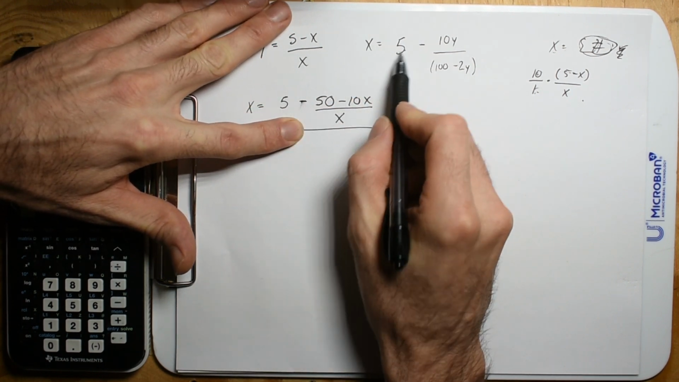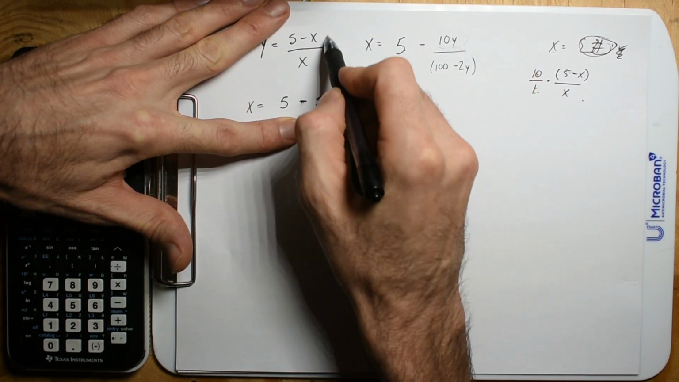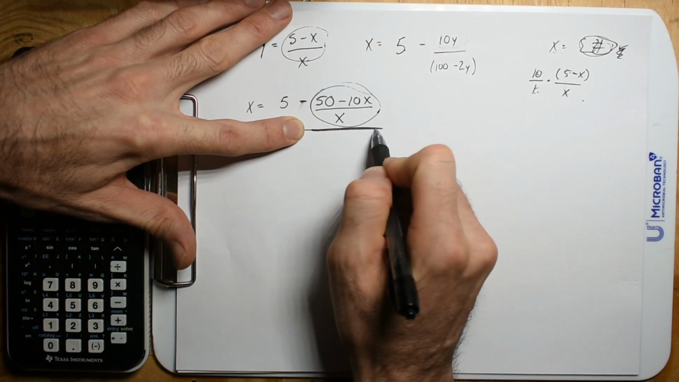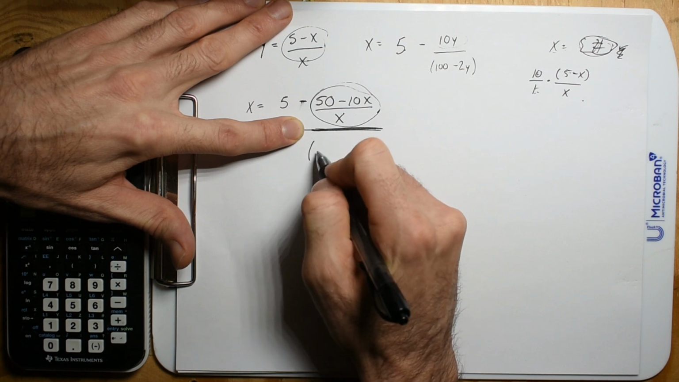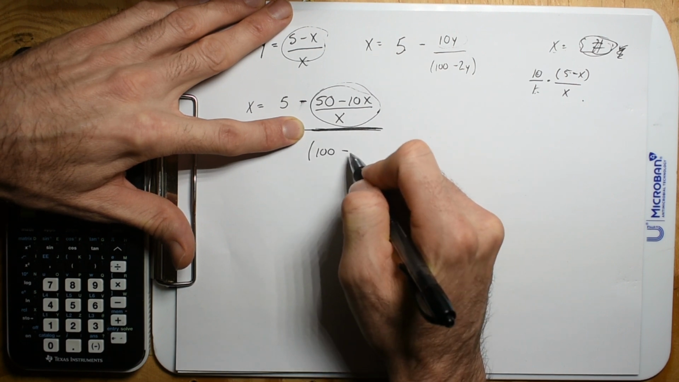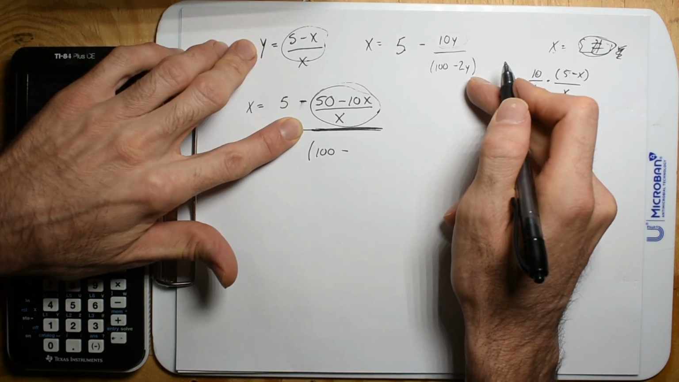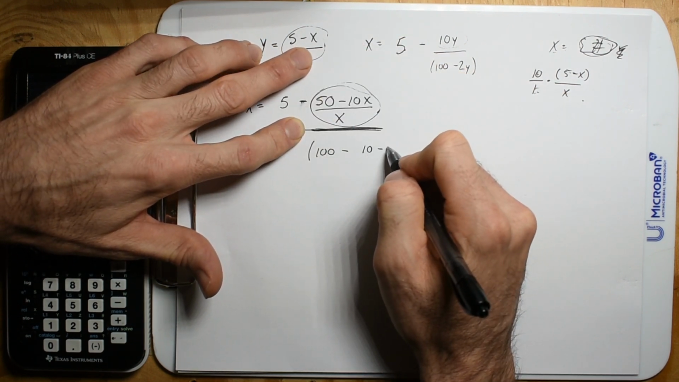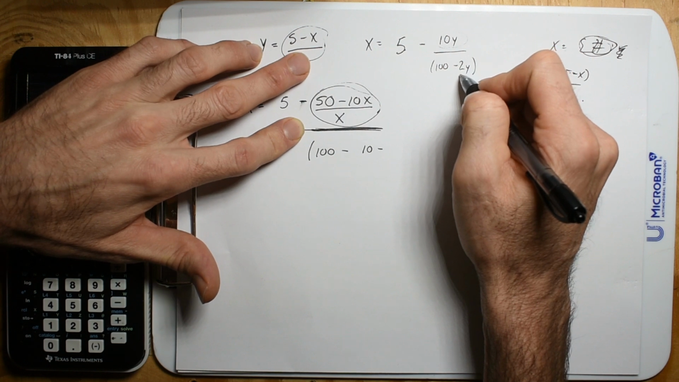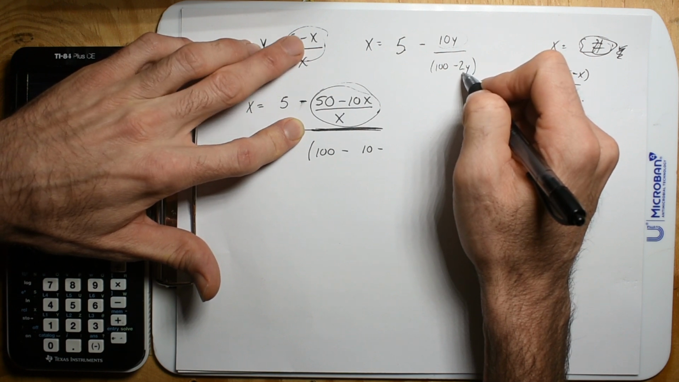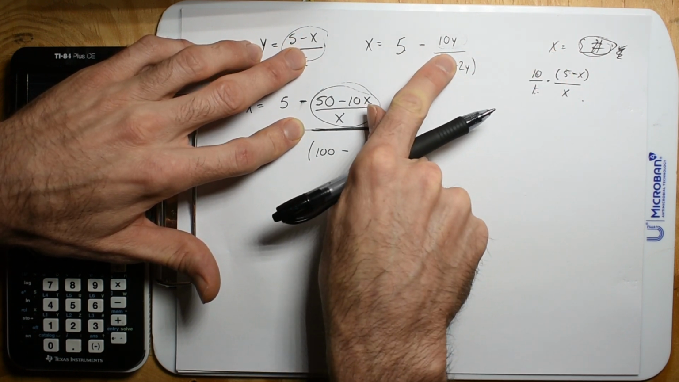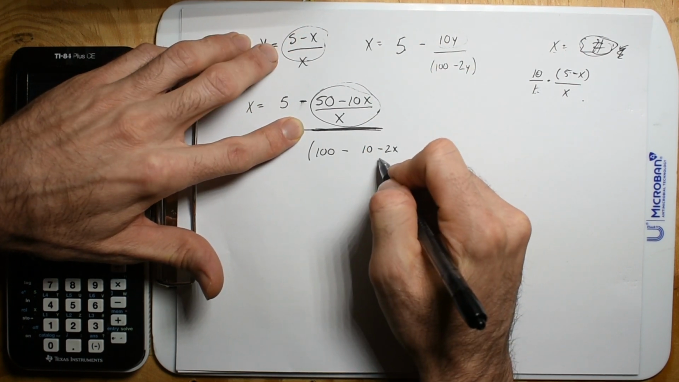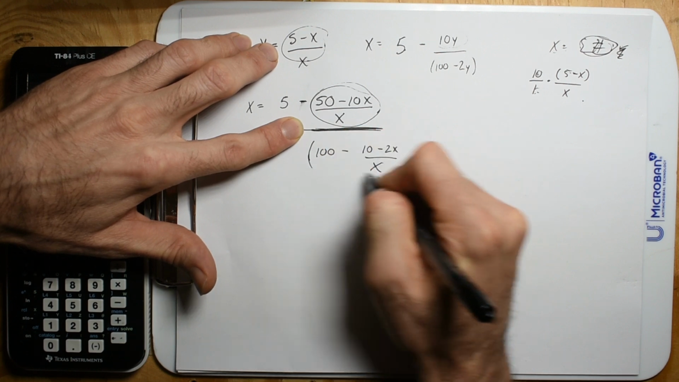So we have 5 minus, this was 10y. This is now 10y, and we're going to divide it by 100 minus 2y. So 2 times this is going to be 10 minus, and I've got to cover up the negative sign. What's 2y? That's going to be 10 minus 2x, divided by x. Okay, hell yeah.